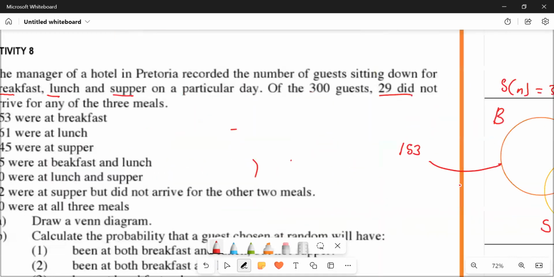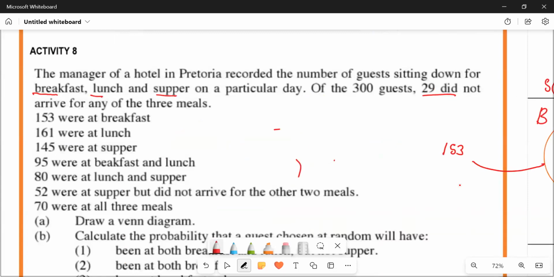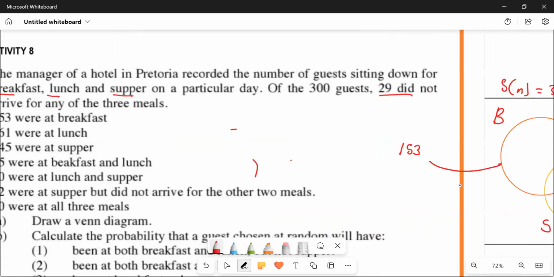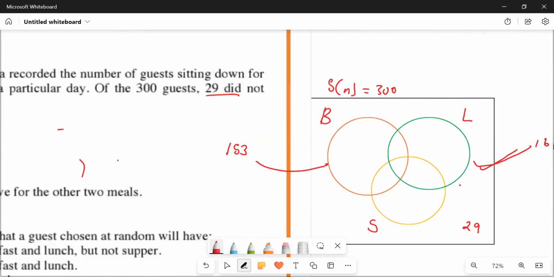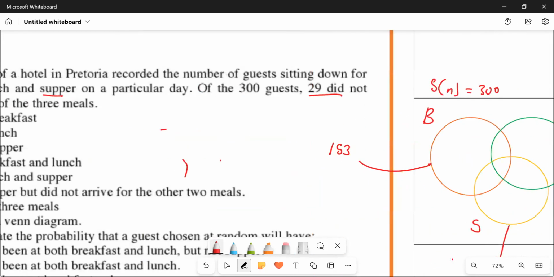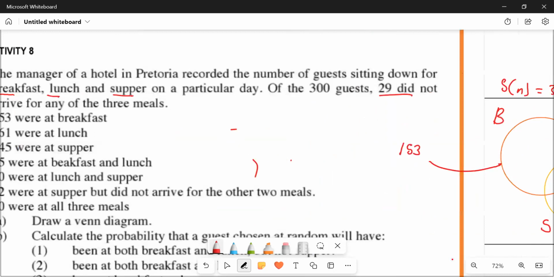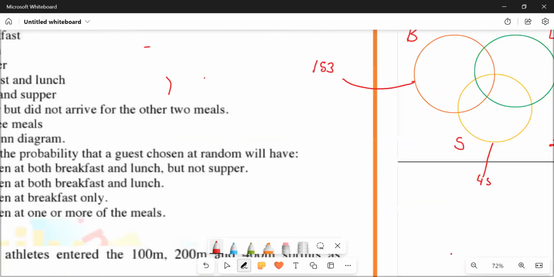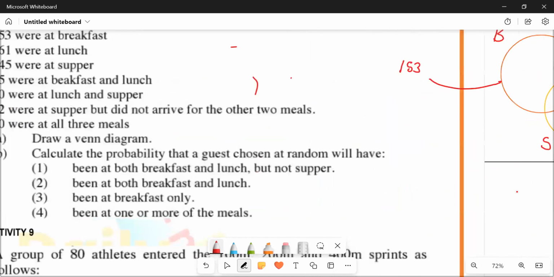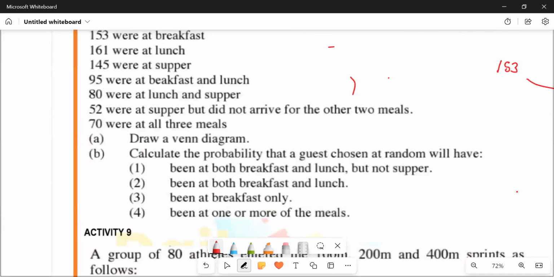And then what else are we told? We are told 145 were at supper. They didn't say at supper only, they said at supper. So all in all, the supper is this whole circle, which is supposed to be 145. Okay, then they say the end part, but we're not going to start with the end.